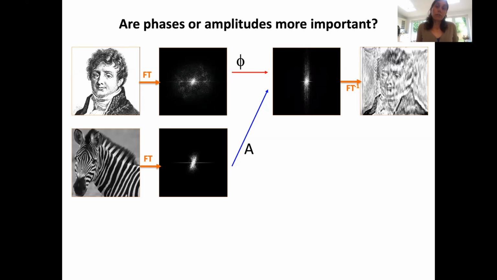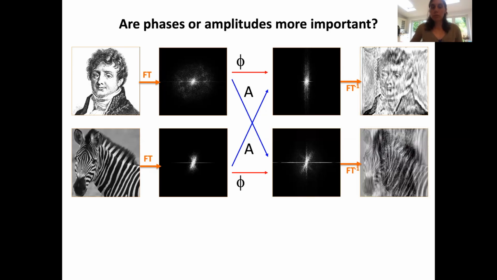So this means that the phases are more important. This is because the phases define, for a certain frequency of oscillation, where the white and the black are, rather than how white the white is and how black the black is. Likewise, if we do the opposite, we obtain something that looks more like the zebra than Fourier.